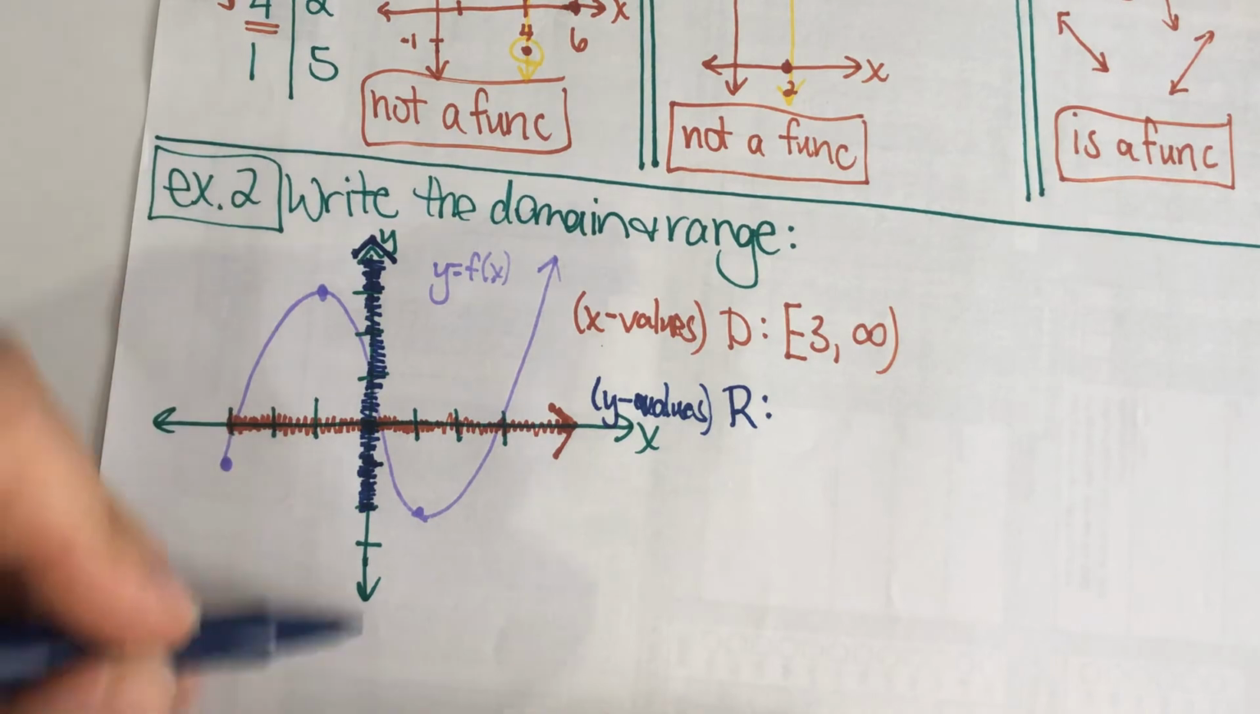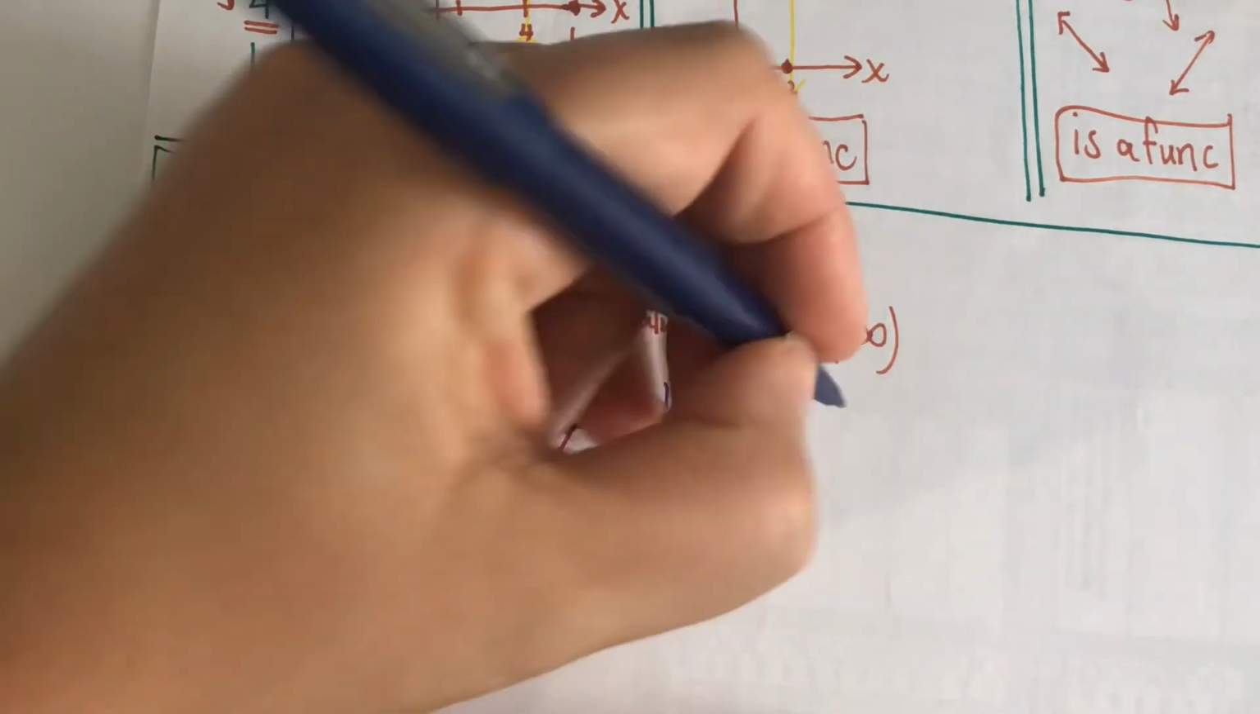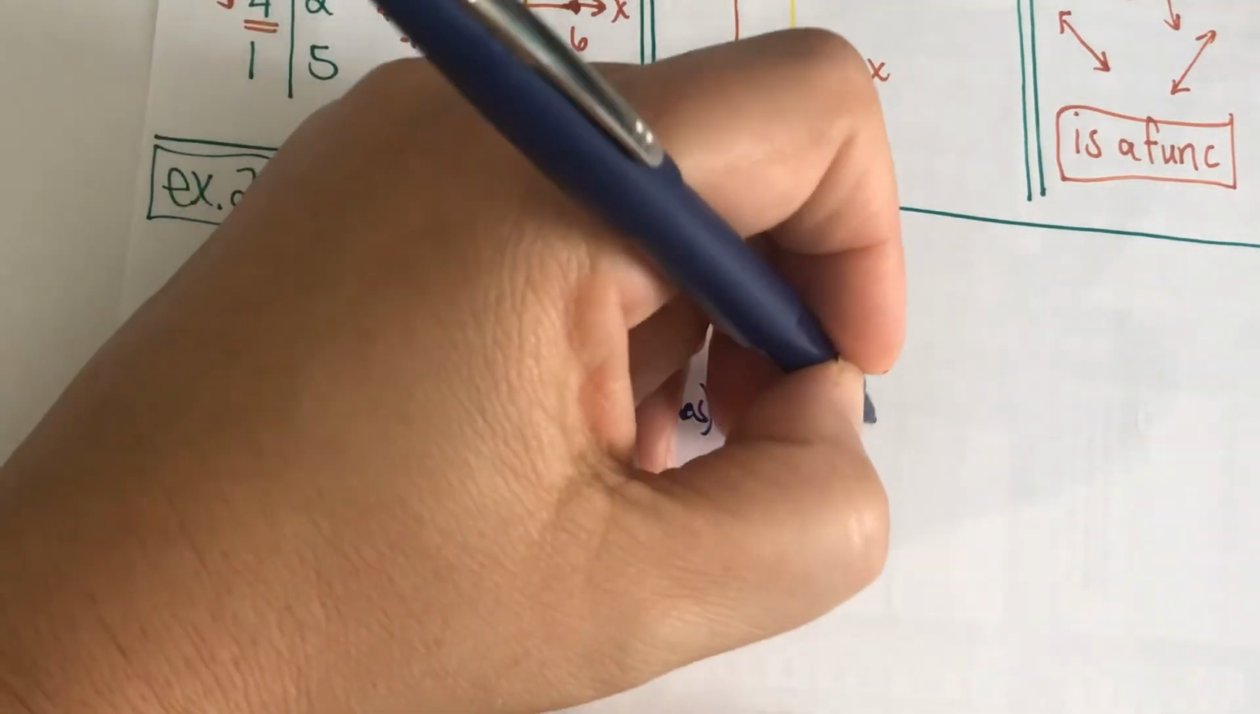So what this is indicating is I can start seeing it at -2 with a bracket. That's a filled in dot. And I can see it for every y value up to infinity.